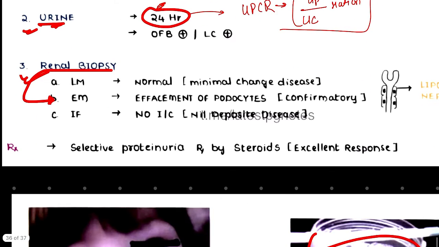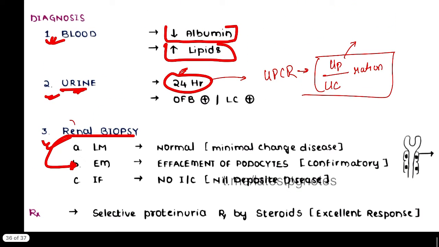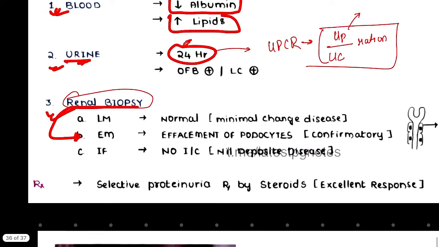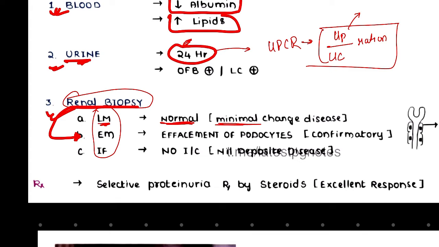Now talking about renal biopsy, it is the most efficient way, and here we can do three things: light microscope, electron microscope, and immunofluorescence. In light microscope we'll see normal findings. In minimal change, in light microscope we don't find anything at all; it is normal. But in the case of electron microscope, we'll find effacement of podocytes.